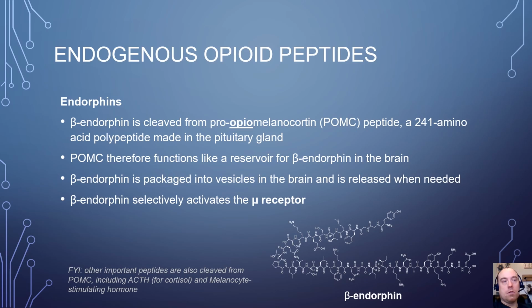Okay, and just FYI down here, you'll see that there are other important peptides released from POMC. That would include adrenocorticotropic hormone, which triggers cortisol production, and melanocyte stimulating hormone. So POMC has a lot of other roles in the body other than just possessing endorphins.